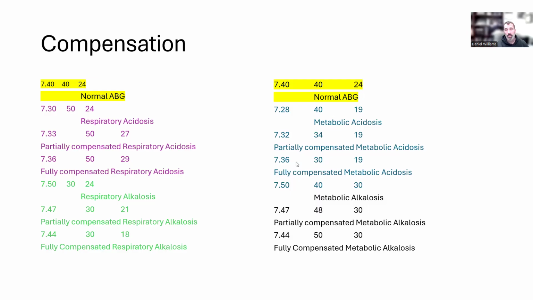They're only going to be able to achieve that for so long. They're going to tire out. And when they tire out, they're going to quit breathing. And when they quit breathing, that CO2 is going to climb. That climb in CO2 is now going to let the pH fall. And that would be a situation where you have this combined and mixed blood gas.